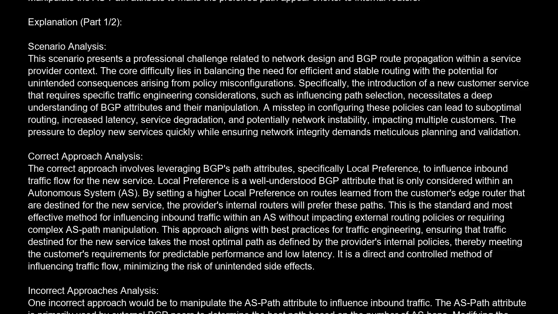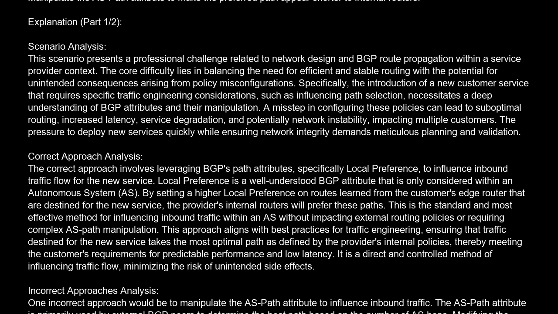This is the standard and most effective method for influencing inbound traffic within an AS without impacting external routing policies or requiring complex AS-path manipulation. This approach aligns with best practices for traffic engineering, ensuring that traffic destined for the new service takes the most optimal path as defined by the provider's internal policies, thereby meeting the customer's requirements for predictable performance and low latency.